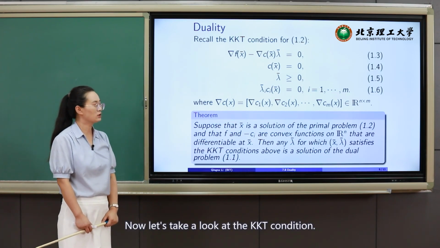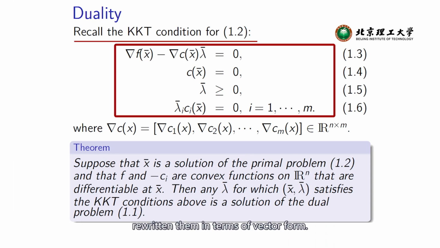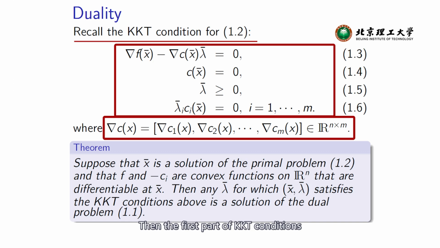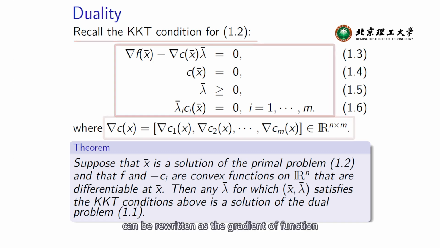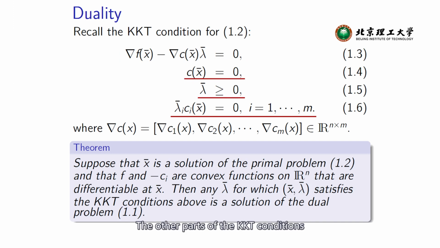And now, let's take a look at the KKT condition. So recall that for the KKT conditions, we have now rewrite them in terms of vector form. Okay? So the vector form actually means that we rewrite the gradient of constraints in terms of column vectors here. And then the first part of KKT conditions can be rewritten as the gradient of function minus the gradient of constraints multiplied by the Lagrange multiplier lambda bar. The other parts of the KKT conditions are the same as before.